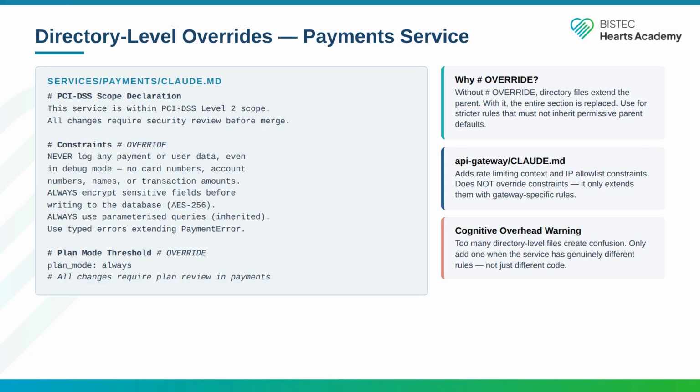The payment service has stricter constraints than the notification service. That's not a problem with your architecture. It's the hierarchy doing exactly what it's designed to do. Directory level files let you isolate compliance requirements to the services that actually have them. The services/payments CLAUDE.md file demonstrates both of the key override patterns.